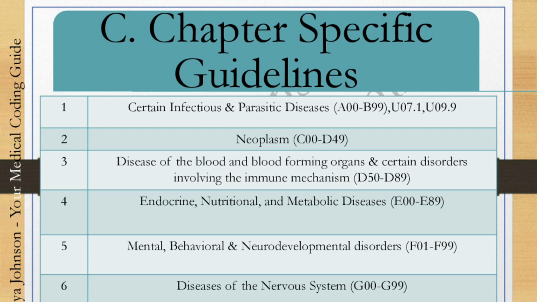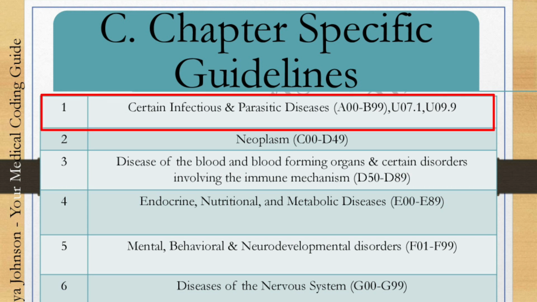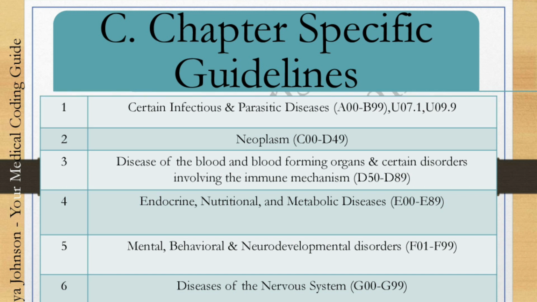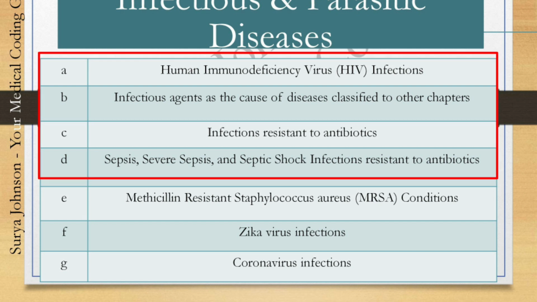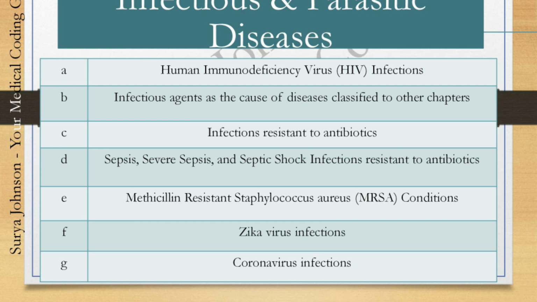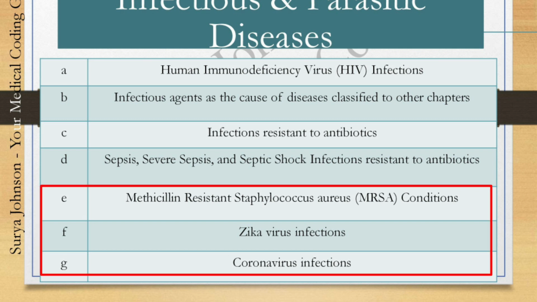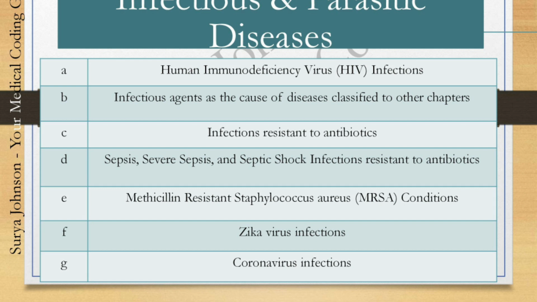Chapter 1, certain infectious and parasitic diseases. So we covered all the certain infections and parasitic diseases in my videos. The previous video we saw about the HIV to sepsis, severe sepsis and septic shock, infections resistant to antibiotics, and in this video we covered the MRSA conditions, Zika virus infections and coronavirus infections. Hope this chapter 1 is clear to you.